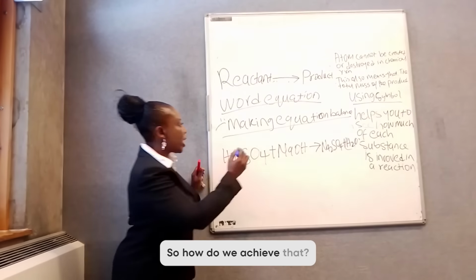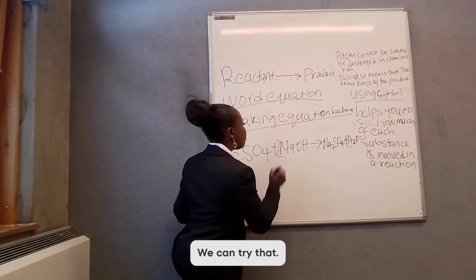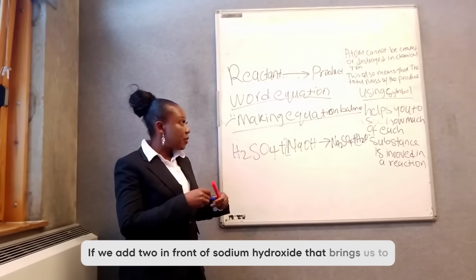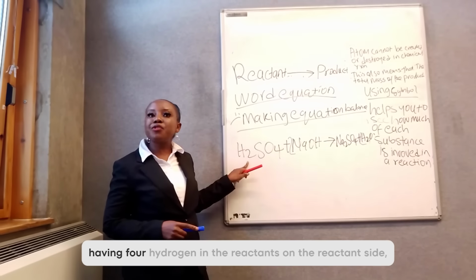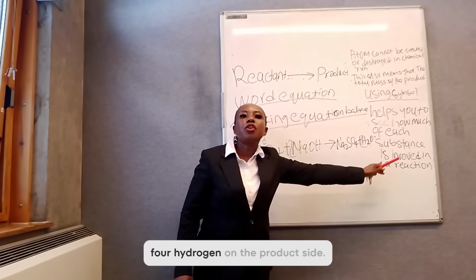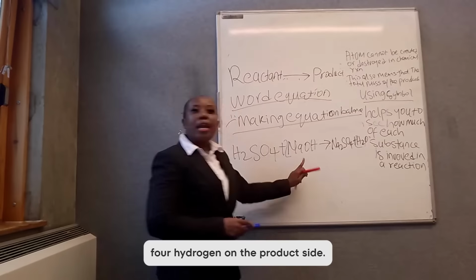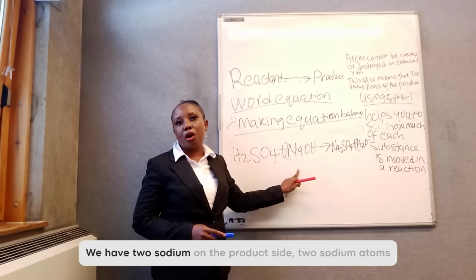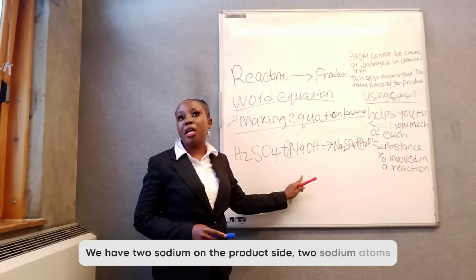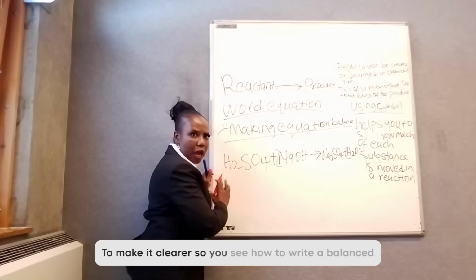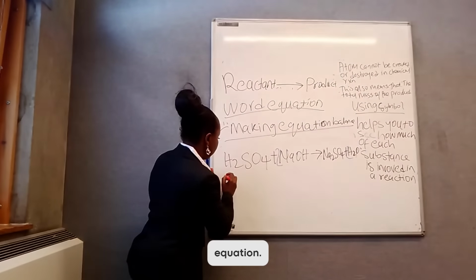So how do we achieve that? We can try adding 2 in front of sodium hydroxide. That brings us to having 4 hydrogen atoms on the reactant side and 4 hydrogen atoms on the product side. Then in terms of sodium, sodium is now balanced. We have 2 sodium atoms on the product side and 2 sodium atoms on the reactant side. To make it clearer, you see how to write the balanced equation.